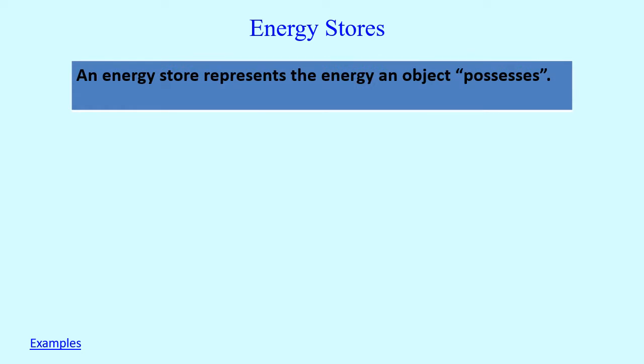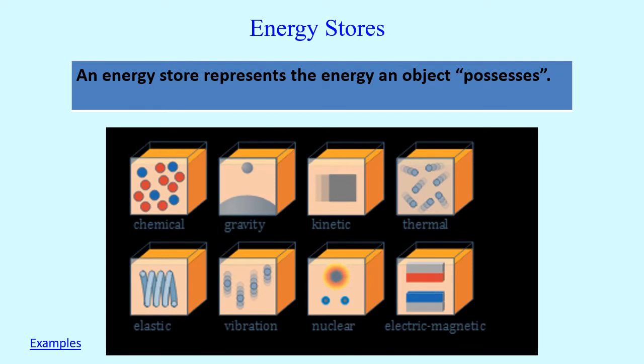So what does that mean? An energy store represents the energy an object possesses. In other terms, it is the energy that can be stored. You can't store all the energies. So it is the energy that can be stored. So which are those energies?